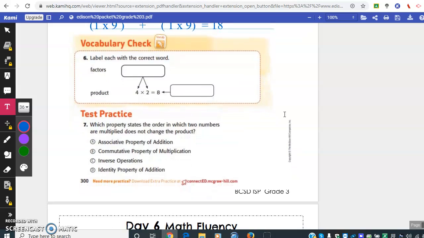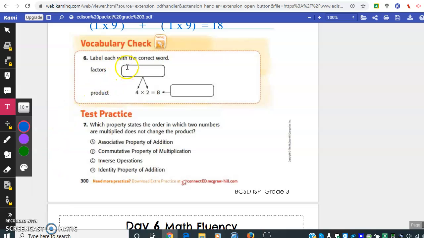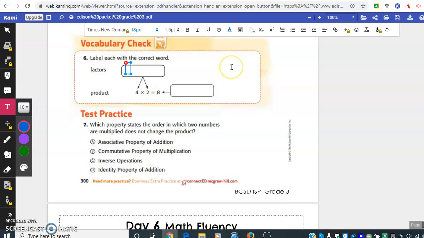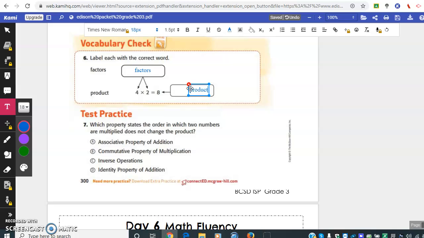Vocabulary check. Label each with the correct word. So they want to know what these two numbers are, the 4 and the 2. The 4 and the 2, the numbers that we multiply together, are called factors, which means the answer, the 8, is called the product.